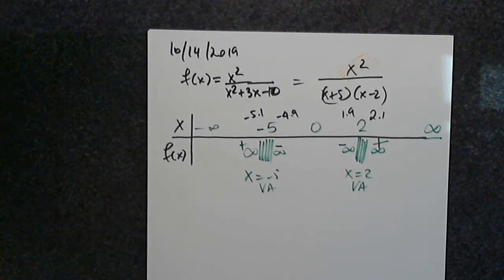Okay, what about the end behavior? What type of rational function is it? Type 1 or type 2? Type 1. So the leading coefficient is 1. Very good.